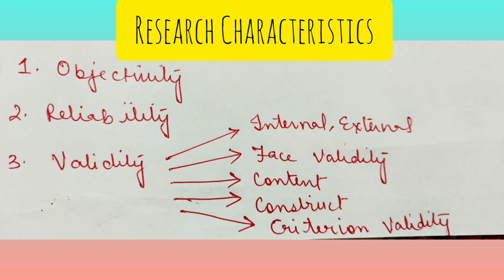There are some characteristics of research that they usually ask about: objectivity, reliability and validity. You should know what these are, and from validity they also sometimes ask the different types of validity, such as face validity, content validity, construct validity, criterion validity, and internal and external validity. They also ask questions such as a research is reliable or valid when such and such happens. So you should thoroughly prepare for that.